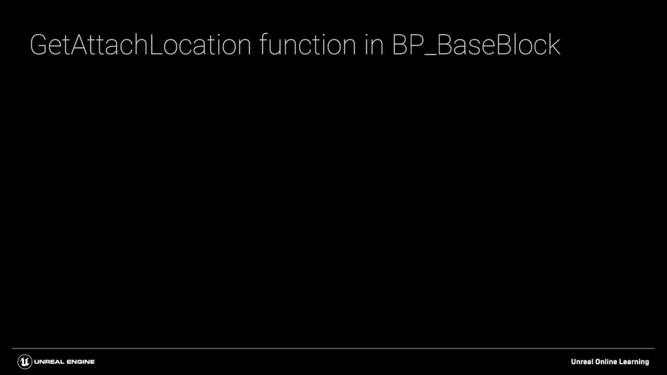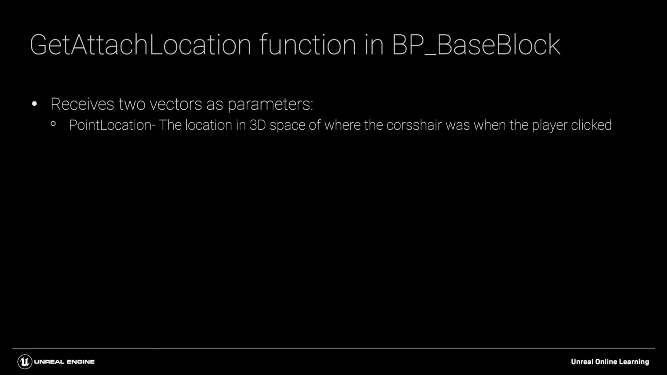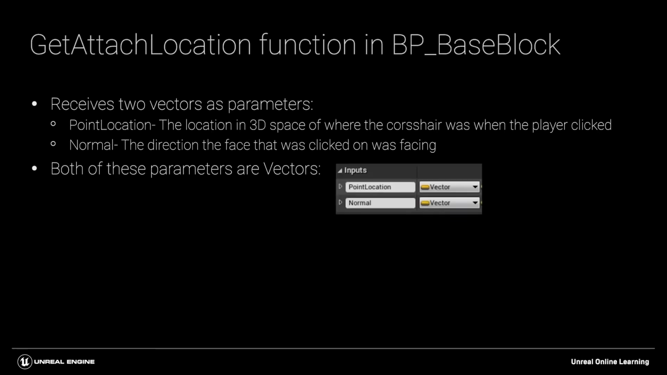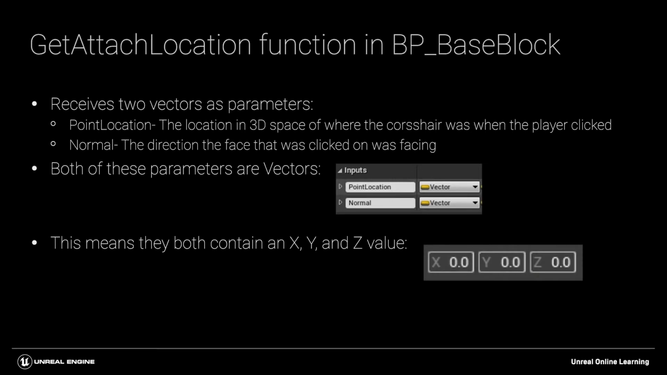Back to the getAttachLocation function in the BP base block. This function receives two vectors as parameters: the location of where the crosshair was when the player clicked, and the normal, the direction the face that was clicked on was facing. Both of these parameters are vectors. This means that they both contain an x, y, and z value.